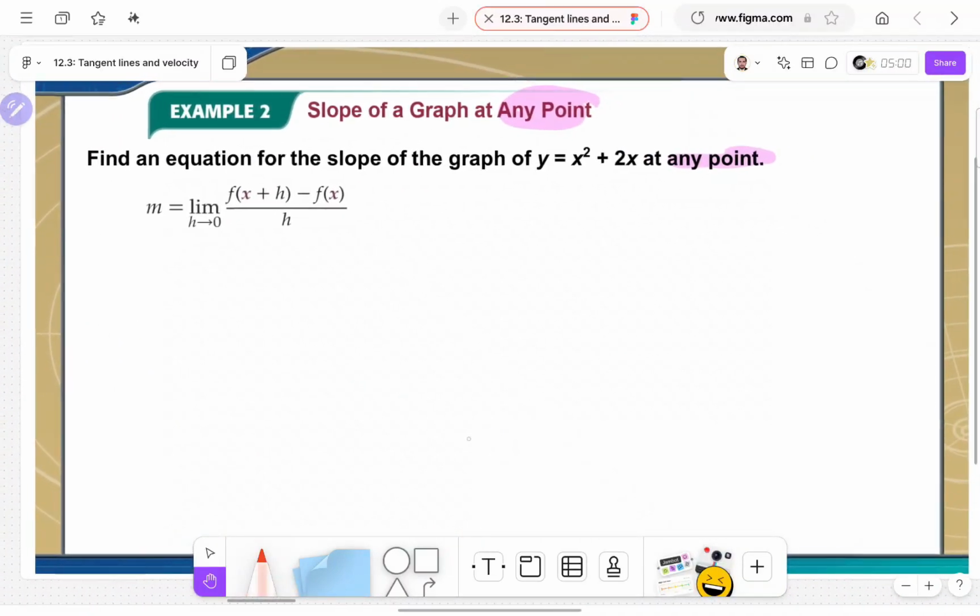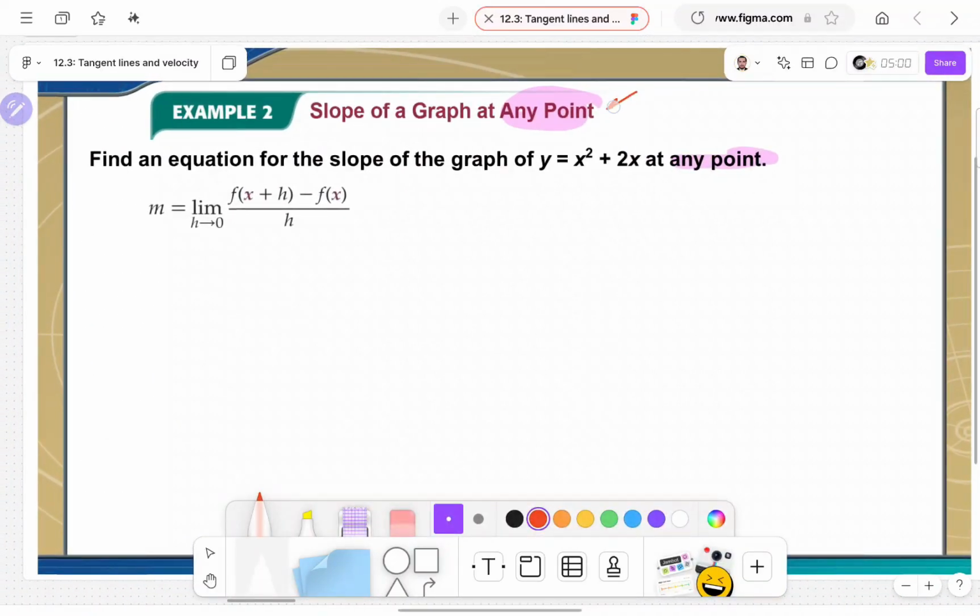Let's take another example. This time the example is at any point. As you can see, there is no x value given, so I will keep x the same. First step, we write the formula. After I write the formula, I need to replace x with the given value, but the value for x is not given because the question is asking me to find it at any point. So what you have to do is replace x in the formula with x plus h.